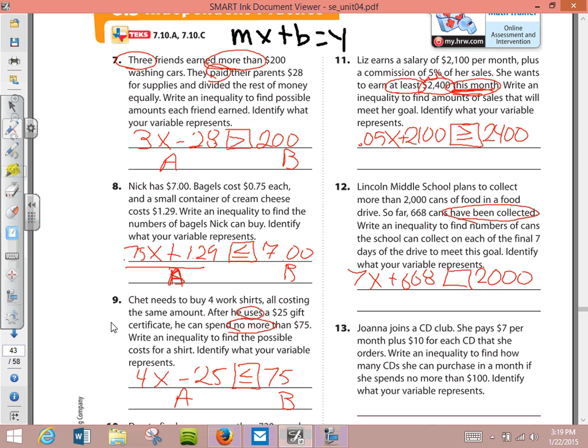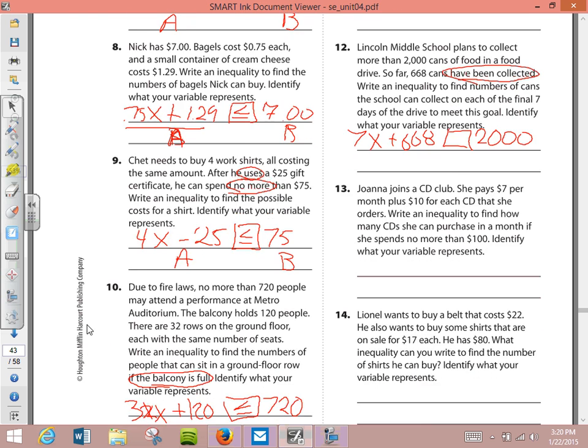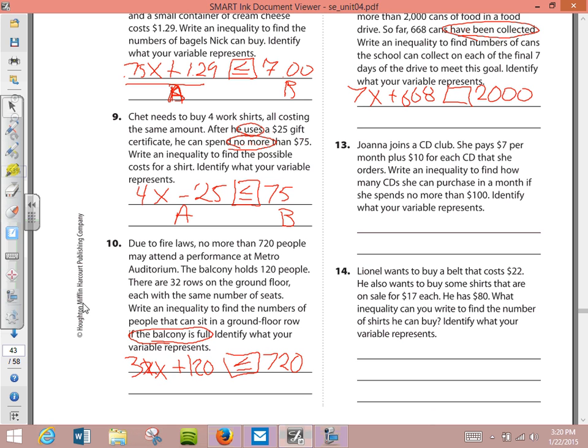What does the X represent? How many cans can we collect each day? Yes, how many cans to collect each day? I need to hear that from everybody, not just some of you. Because when I ask you the value of what X means and you don't know what to say, I'm going to mark it wrong too. Everything. I need to know that you understand this problem. More than. That means you have to be greater than, right?